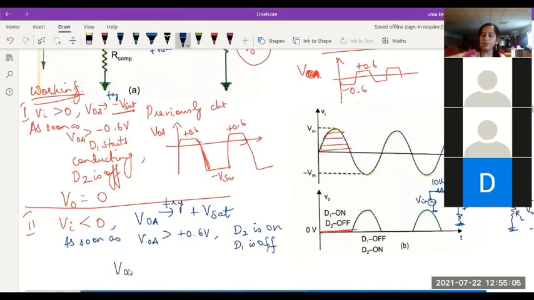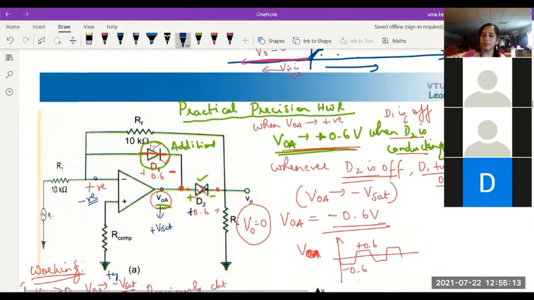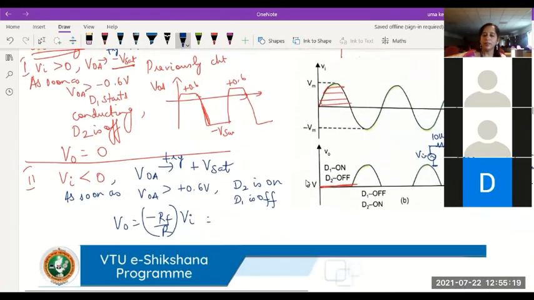The output of the inverting amplifier is minus RF by R1 into VI. What is the value of minus RF in this circuit? Minus RF is also 10K, R1 is also 10K. So minus RF by R1 into VI. Both are 10K, so minus 10K by 10K into VI is also a negative value.